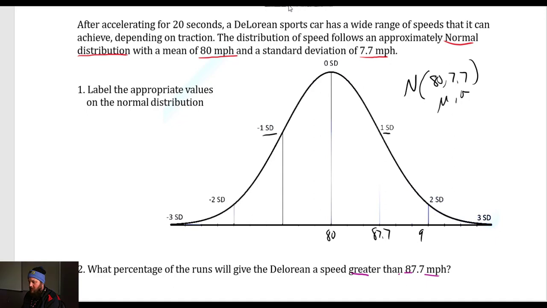And two standard deviations, we're going to add another 7.7. So 95.4. And add the third one, we should get 103.1. Now going in the opposite direction. If we subtract one standard deviation from the mean, we should get 72.3. We subtract another standard deviation from that, we should get 64.6. And for subtracting 3 standard deviations from 80, that should end up with 56.9.